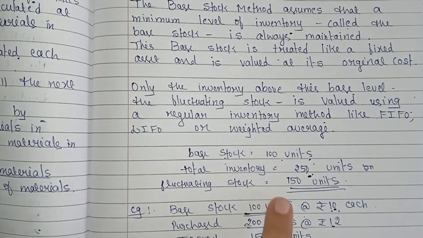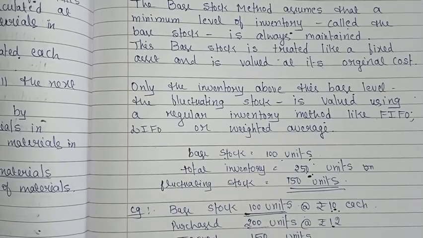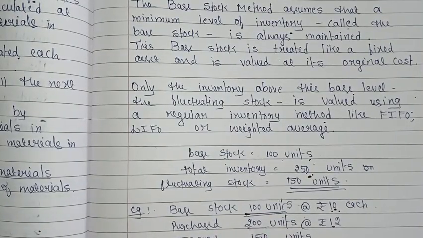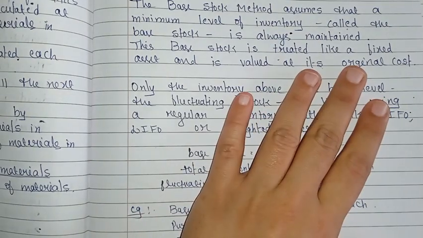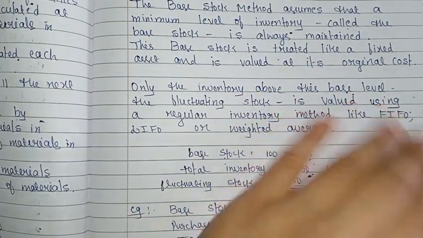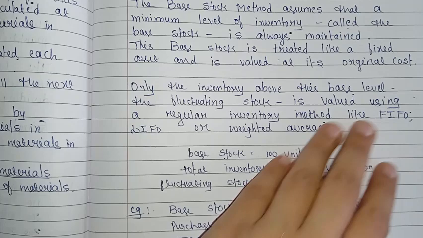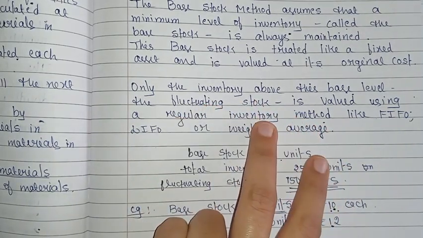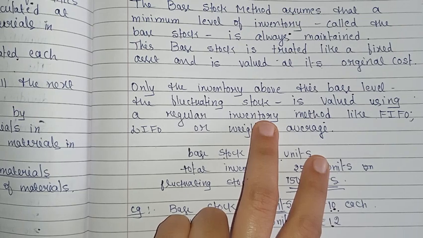Clear? I hope this is clear to you all. Now, in simple terms, the base stock method is an inventory valuation method where a fixed minimum quantity of stock, called the base stock, is always maintained and valued at its original cost. While any inventory above this level, called fluctuating stock, is valued using other methods like FIFO or LIFO.